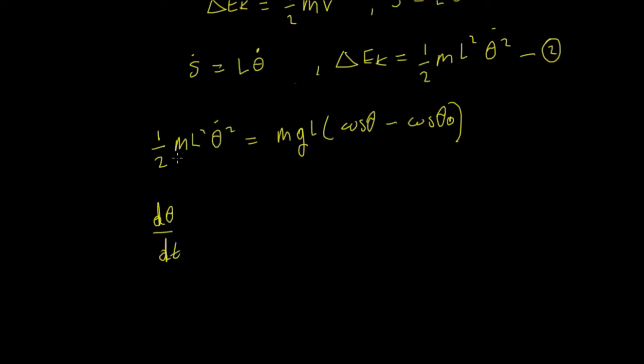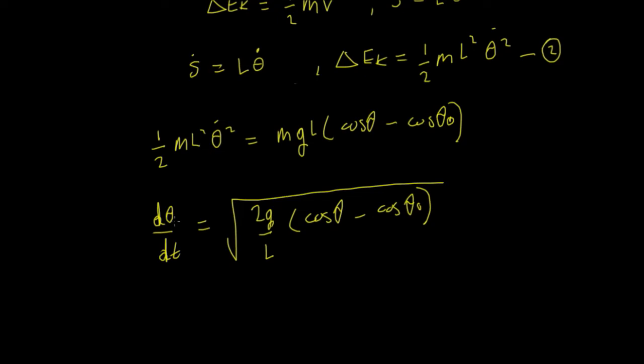Now the m is going to cancel out. If we take the L down, then the L at the top line cancels with one of the L's at the bottom line, and we'll have to square root the whole thing. So we're going to end up finally with 2g upon L times cos theta minus cos theta naught, and it's going to be the root of all of that. We can call that equation number 3.